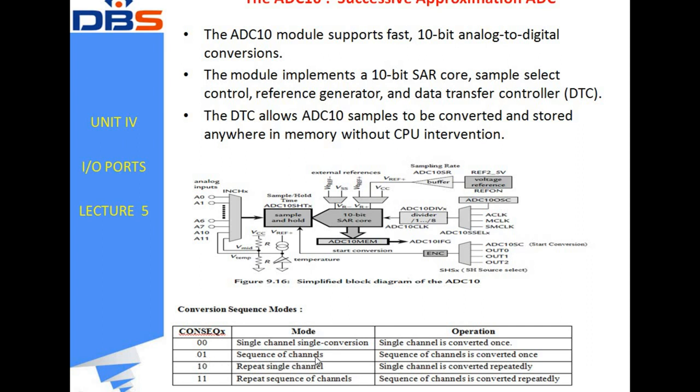Mode 01 is a sequence of channels, that means it will take a sequence of channels, channel 1, channel 2, like that, and it will convert that data. Mode 10 is repeated single channel, it will repeat the conversion of the same channel repeatedly. Mode 11 is repeat sequence of channels, where the sequence of channels is repeatedly converted.